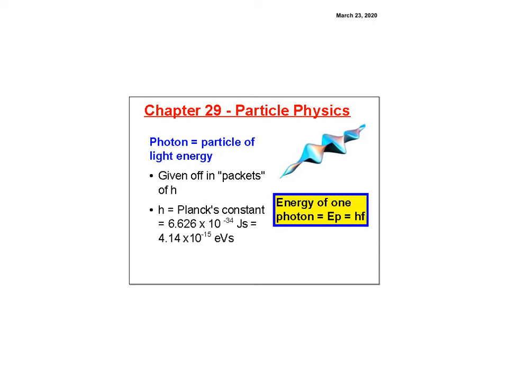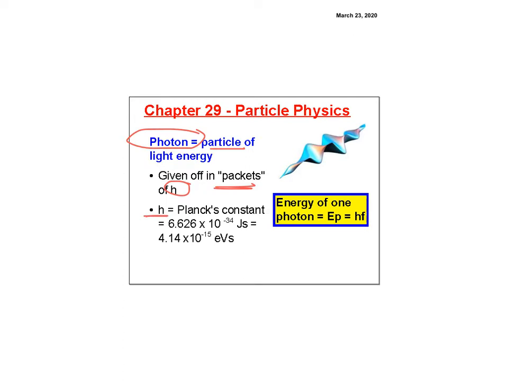Well, chapter 29 is all on particle physics. It's the idea that light is a wave, but we're now going to treat it as a particle. So whenever we see the word photon, we're thinking of a particle of light energy, given off in packets that are integer values of h.